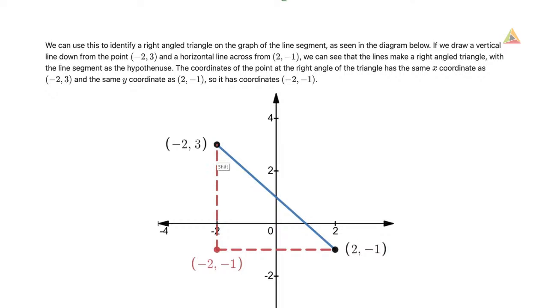What they have done is they've drawn a line going down this way and a line across this way, and what has resulted is a right angle triangle. We can see that the lines make a right angle triangle with the line segment as the hypotenuse. So what you have as your line segment now becomes your hypotenuse. The coordinates of the point of the right angle of the triangle has the same x coordinate as -2, 3, and the same y coordinate as 2, -1. So it has coordinates -2, -1.